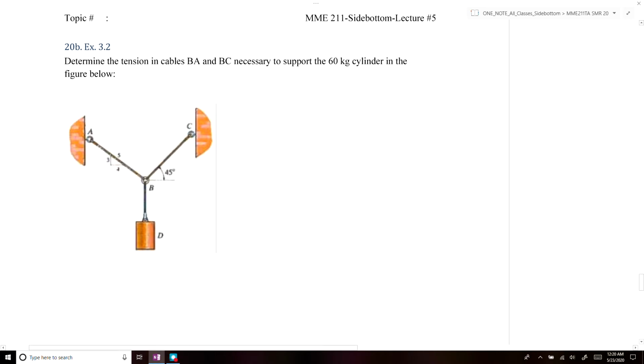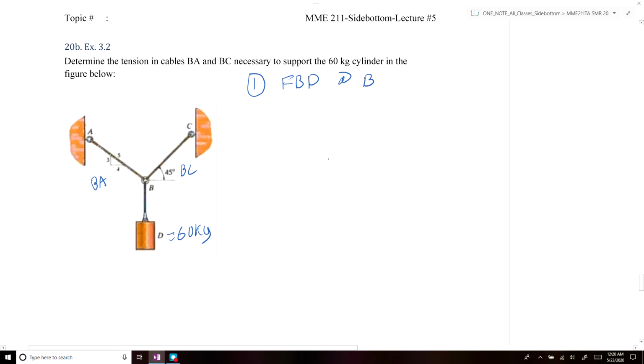So in this problem, we have a mass of 60 kilograms applied at point D, and we're asked to determine the tension in cables BA and BC in order to support the 60 kilogram cylinder. In this type of problem, the first thing you do is draw your free body diagram at the point of interest. In this case, it is going to be at point B.